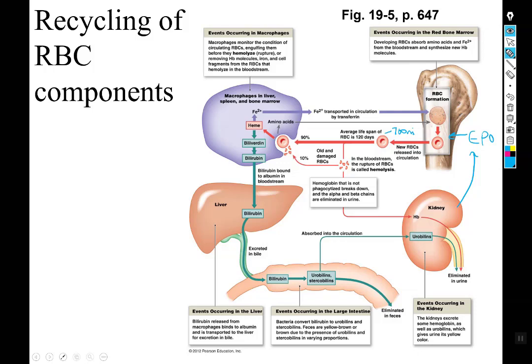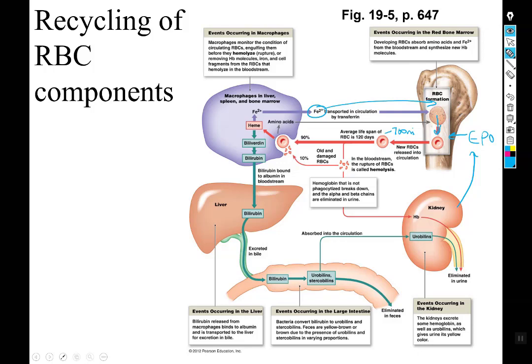Once they're old, they either rupture in the bloodstream. Fortunately, that usually only happens very rarely because mass hemolysis is bad. So 90% of them get eaten up by macrophages whole, and this is in the liver, spleen, and bone marrow. So the iron gets removed from heme. The iron is transported back to the bone marrow by transferrin. Trans meaning transport, and ferrin meaning ferrous iron. And that is used to make more blood cells. And then if the bone marrow runs out of iron, it can ask for some from the liver.